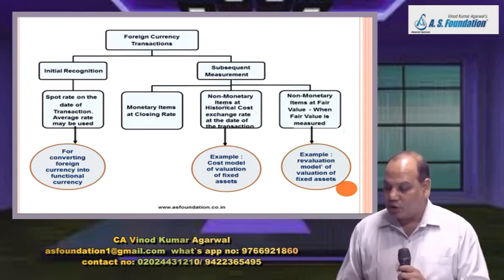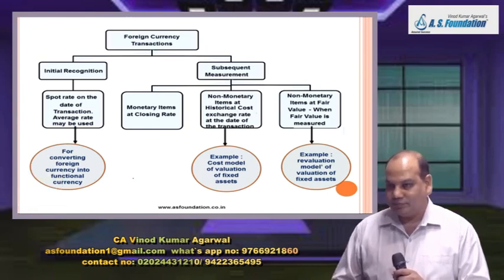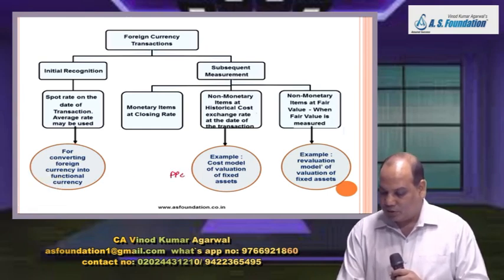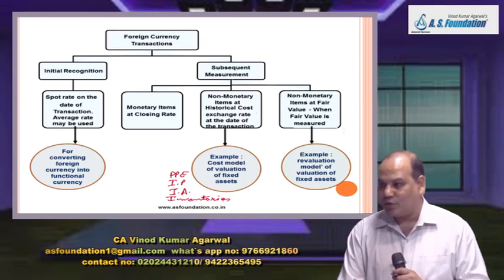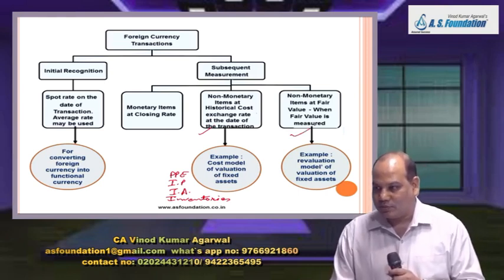Then what about non-monetary items which are measured at historical cost? Give me three examples. One is PPE, cost model. Investment property also, cost model. Intangible asset, cost model. Inventory, cost or NRV, whichever is lower. So cost will be calculated using this concept and NRV will be calculated using this concept. Is it right?